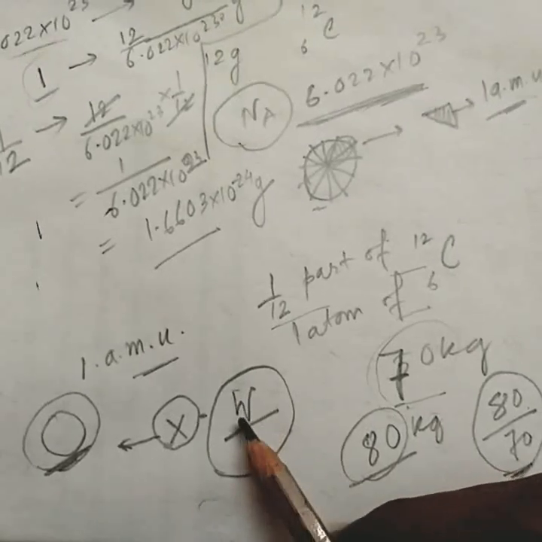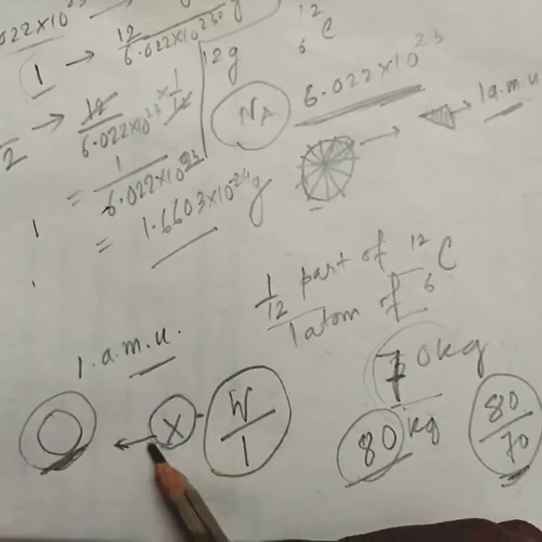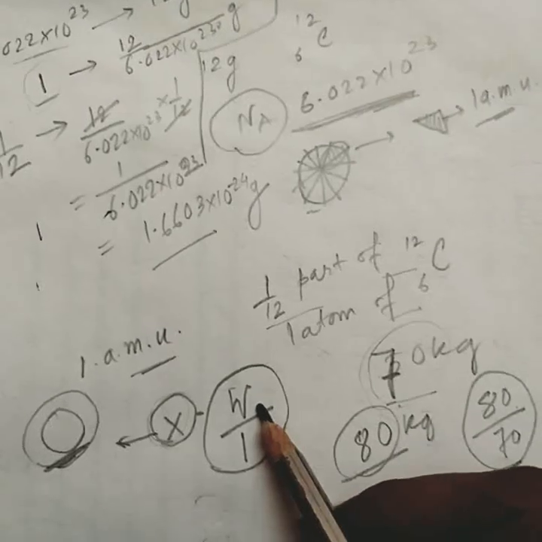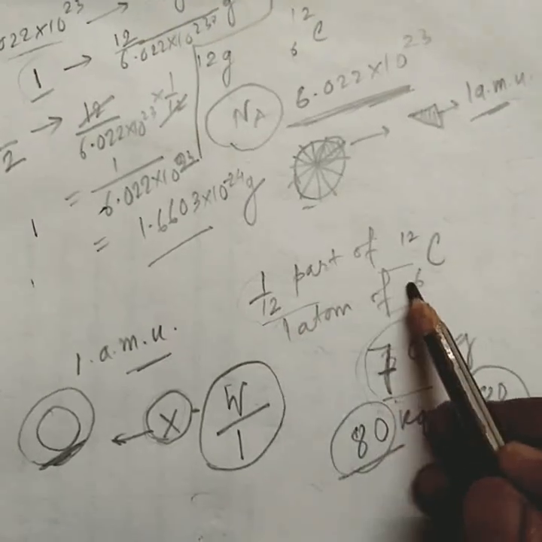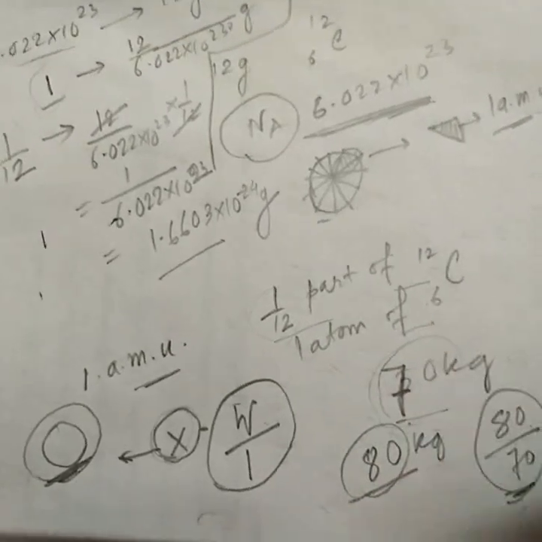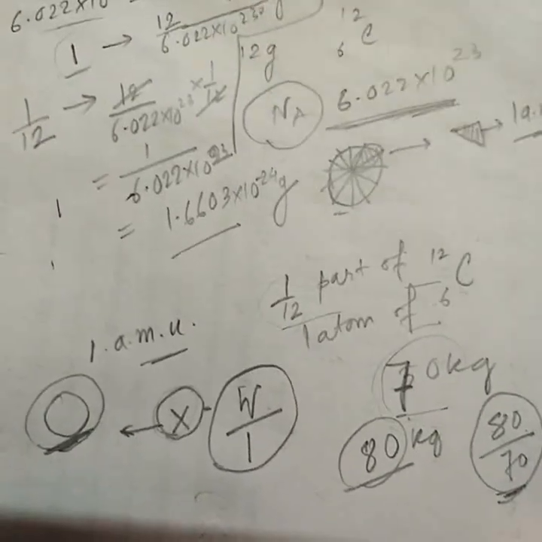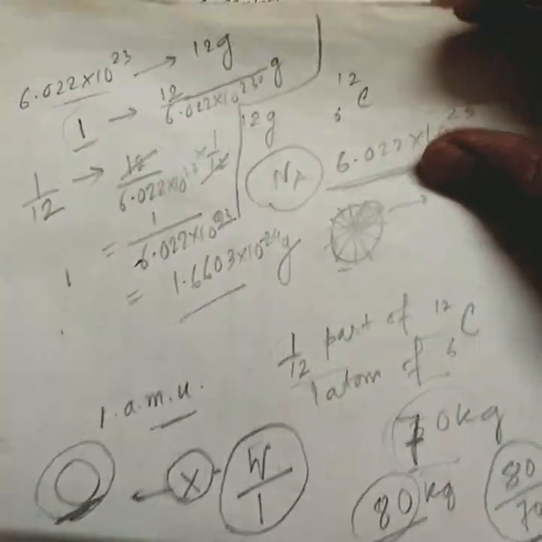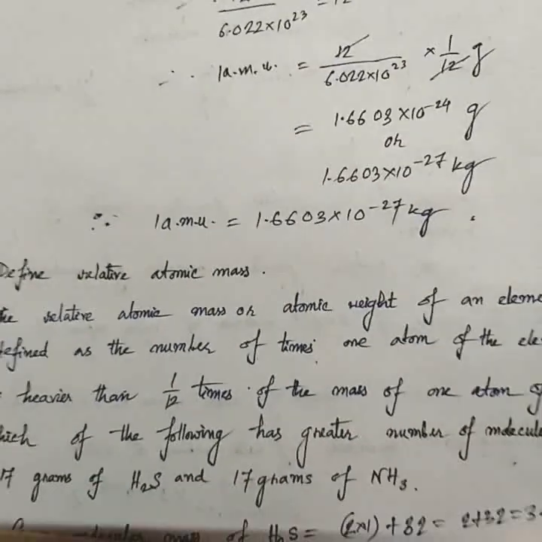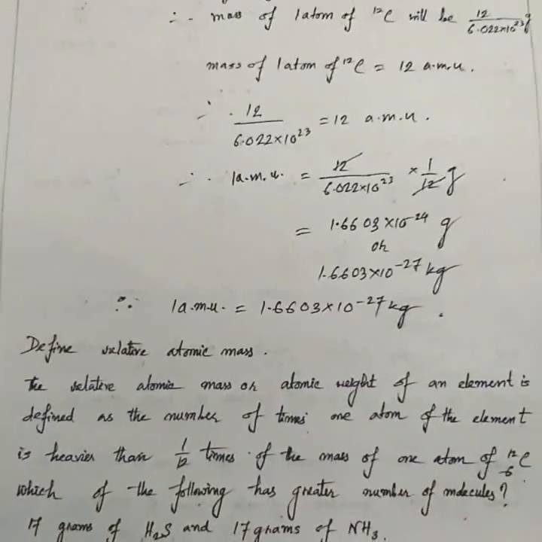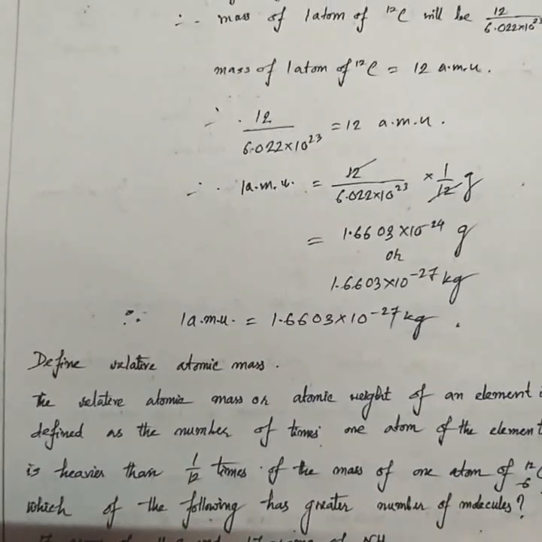We are trying to find out how many times this atom of X element is heavier compared to this 1 by 12th part of this carbon 12 isotope. This is the definition, this is the main meaning, the definition of relative atomic mass unit. So go through the definition. I think the definition is very clear. Thank you. Take care.